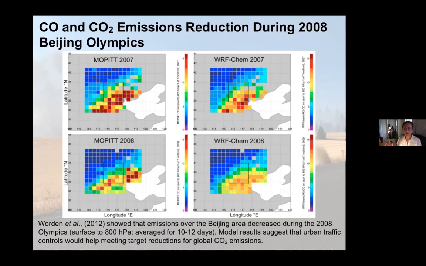And the result was very encouraging, because from the change in CO, she was able to extrapolate to change in CO2. She concluded that just by traffic restrictions in big cities, it could be possible to decrease CO2 emissions enough to reach the goal of not going 2 degrees C higher in temperature by the year 2100. So just by controlling traffic emissions.